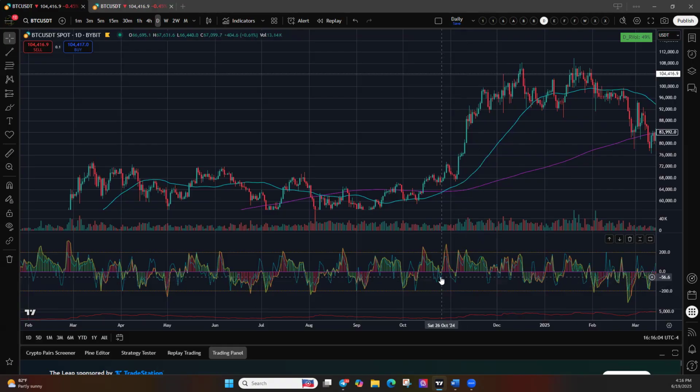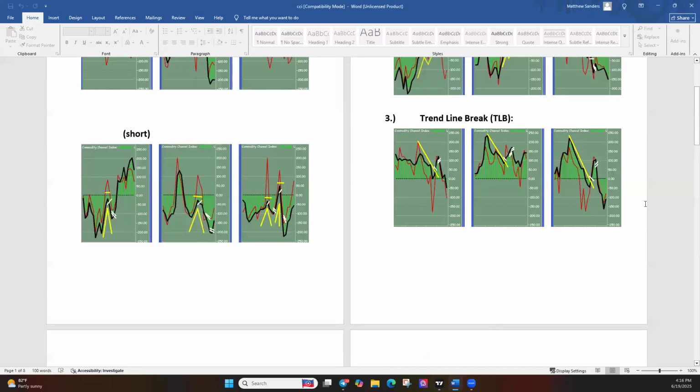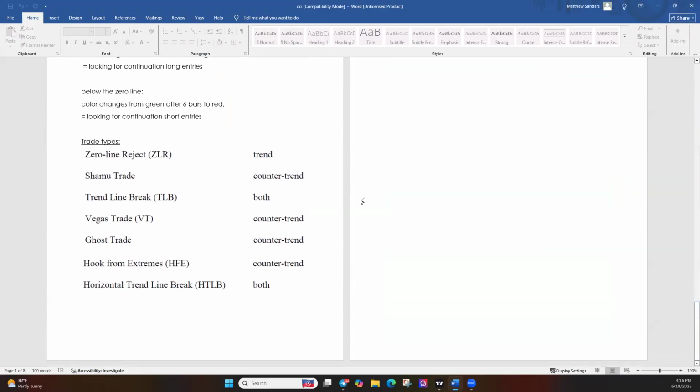Here's another example of it. They just go with price. Now, this one is trend continuation. Okay, if we look at what that means, right? Most of them are counter trend.